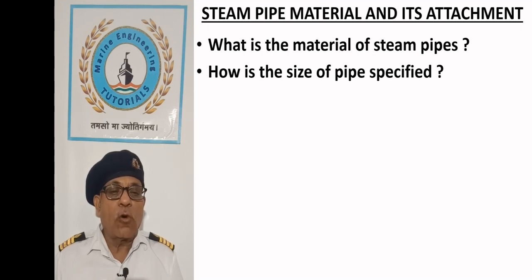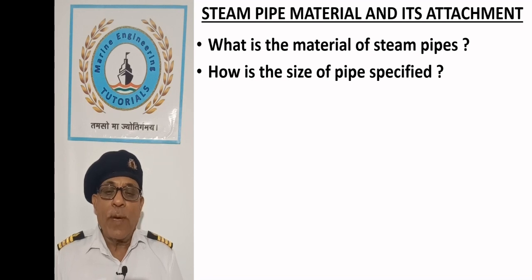How is the size of pipe specified? Steam pipe sizes are specified by their schedules which describe the outside diameter and wall thickness for a nominal size. Minimum schedule used for steam pipe is 40. For example, a schedule 40 100 millimeter nominal bore pipe will have its outside diameter of 114 mm with 6 mm wall thickness.